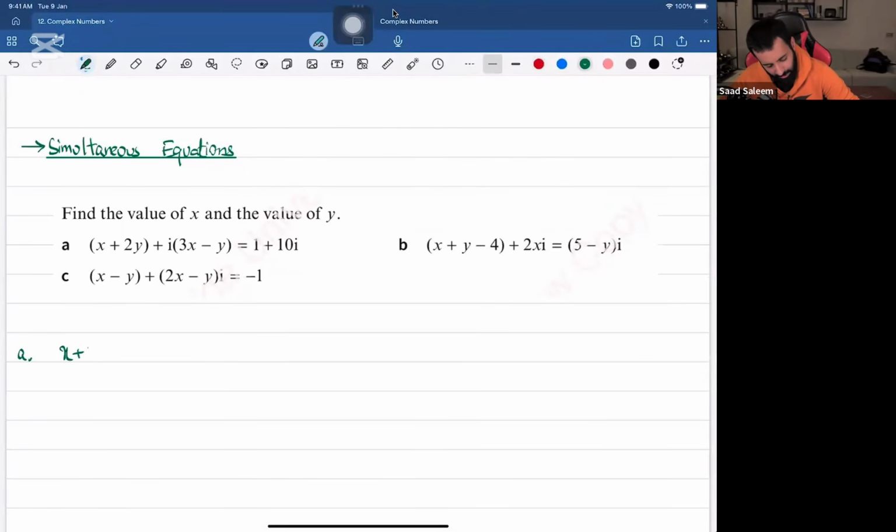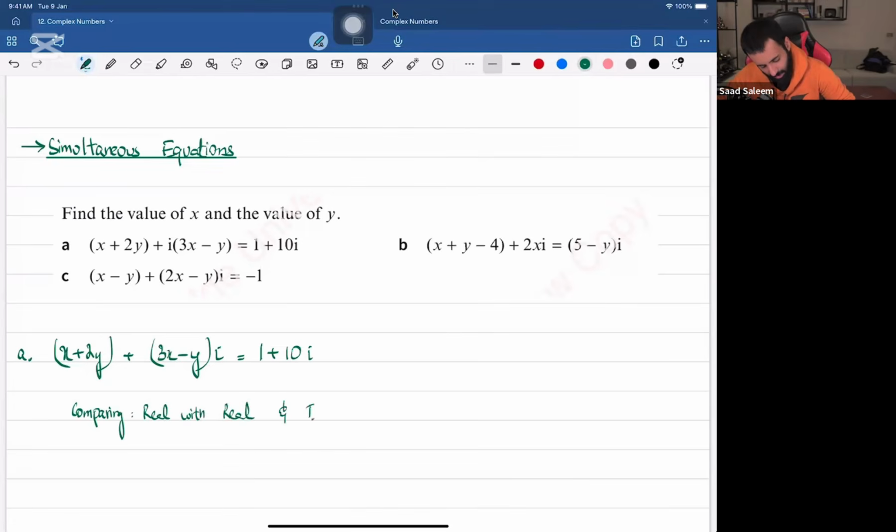We have x plus 2y plus 3x minus y into iota, I've rearranged it slightly, is equal to 1 plus 10 iota. So what we're doing over here is comparing. And how are we comparing? We're comparing real with real and imaginary with imaginary. That's what we're doing, and that's how we're going to solve all the questions.